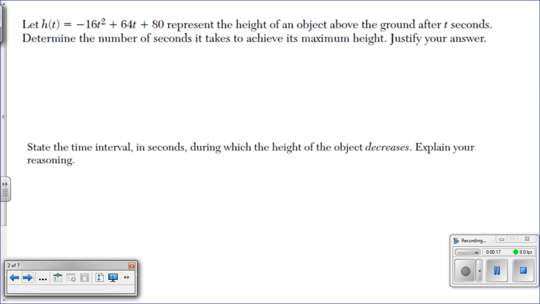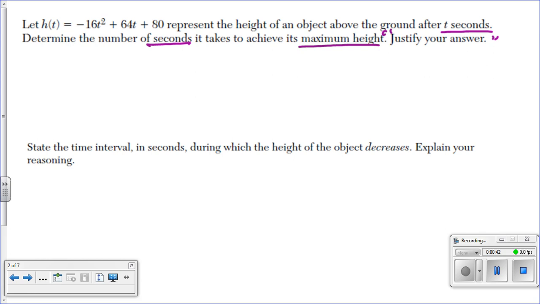In this first one, we're letting h of t equal negative 16t squared plus 64t plus 80, and that's going to represent the height of an object above the ground after t seconds. Determine the number of seconds it takes to achieve the maximum height. So we're looking for maximum height. Now it also says justify your answer.